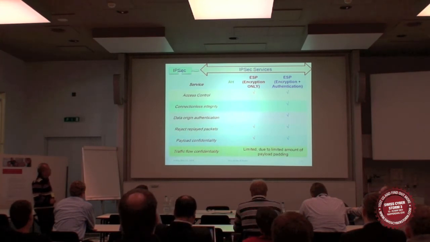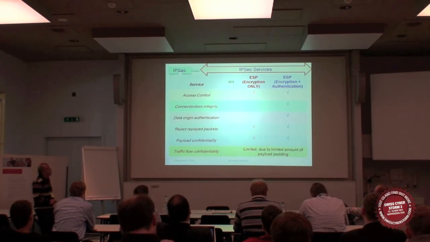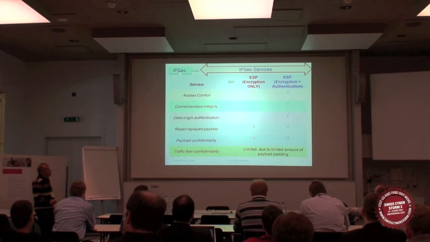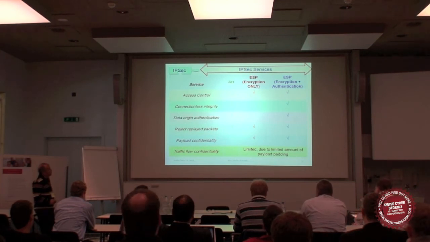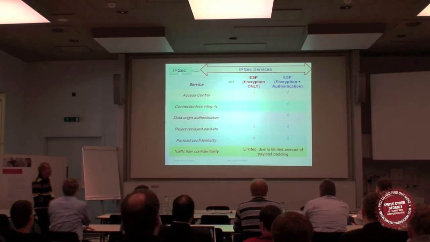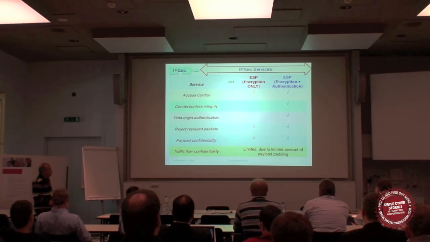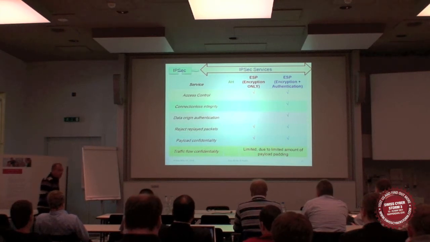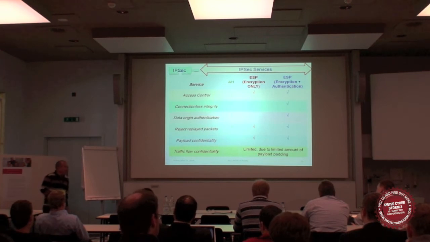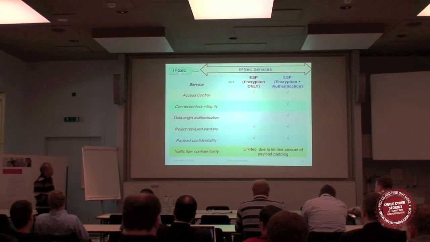IPv6 services: these are the services, and these are the components of IPsec: authentication header, encapsulating security protocol, and encapsulating encryption plus authentication. So you see, the authentication header provides this, but does not provide, for example, payload confidentiality. For traffic flow confidentiality, it's limited due to the limited amount of payload. But if you are a network engineer and you want to design your IPsec components for your IPv6 traffic, you should take care of all this.